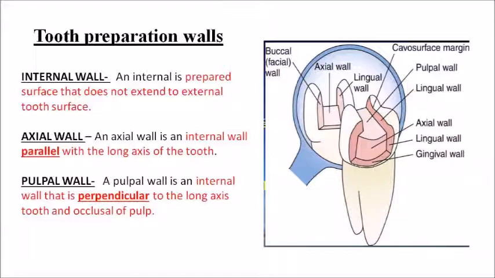Now the pulpal wall. A pulpal wall is an internal wall that is perpendicular to the long axis of the tooth and occlusal of the pulp. So it is perpendicular to the position of the pulp as well as perpendicular to the long axis of the tooth. So the axial wall as well as the pulpal wall you can see here in the picture.